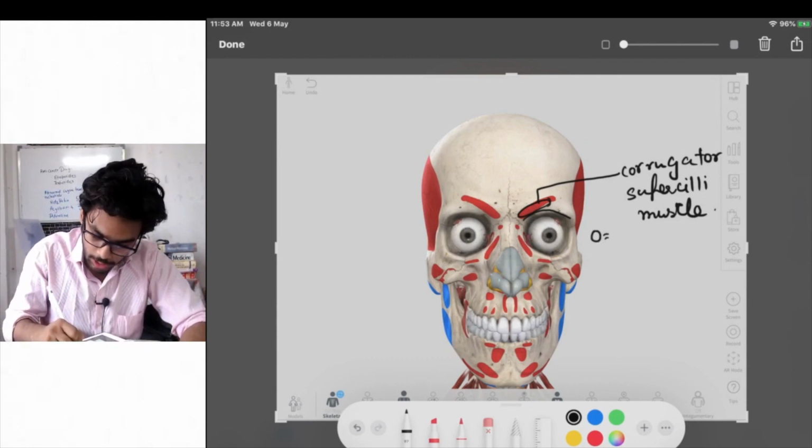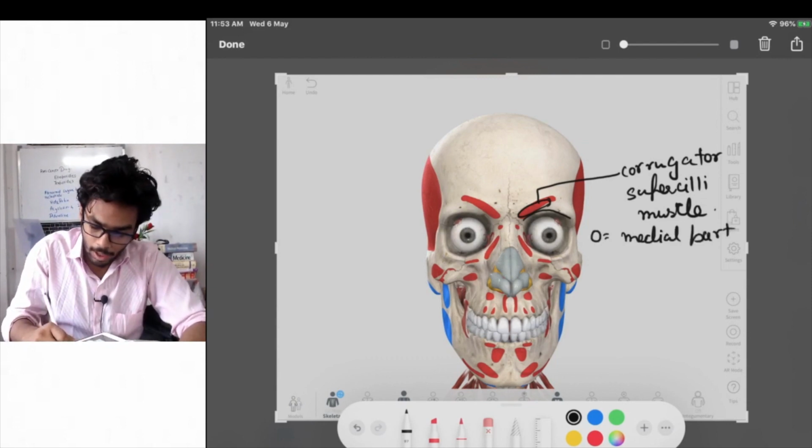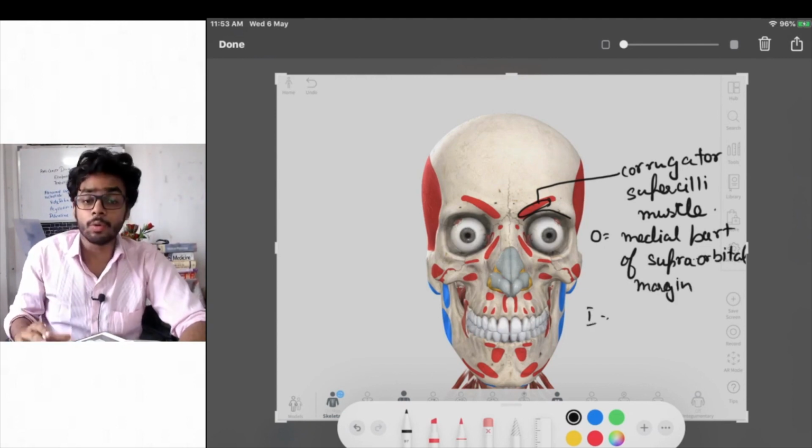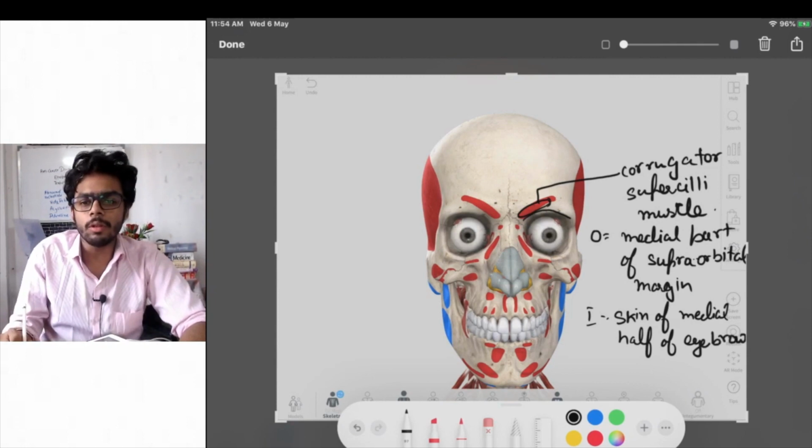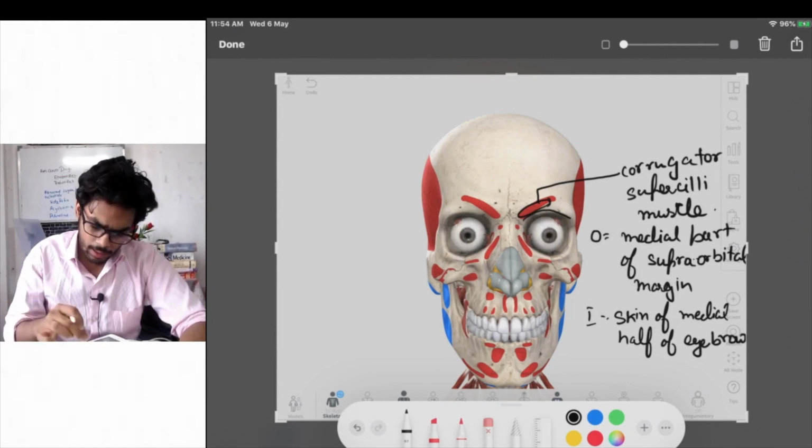Okay, its origin is the medial part of the supraorbital margin, and its insertion, which part is it inserted into? Skin of the medial half of the eyebrow, and it also helps to pull the eyebrow. Okay, then we have another muscle.